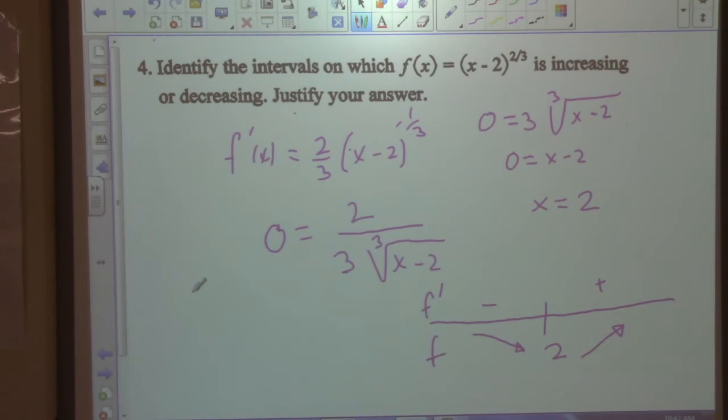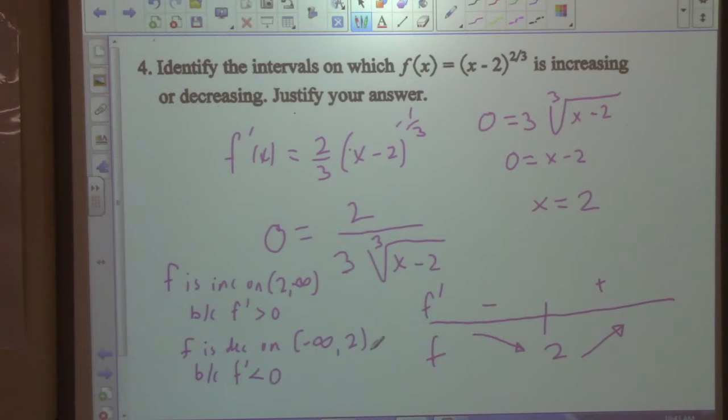So f is increasing on what interval? On 2 to infinity, because f prime is greater than 0. F is decreasing on negative infinity to 2 because f prime is less than 0.